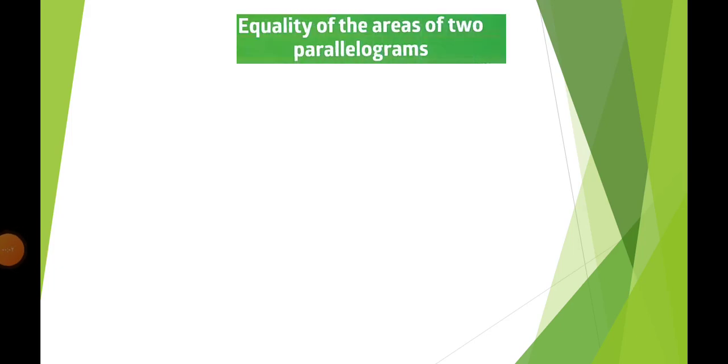Our lesson today, we are talking about the equality of the areas of the two parallelograms. We know the parallelogram is a quadrilateral which has its two opposite sides equal and parallel. The parallelogram is a quadrilateral, consisting of four sides. Its two opposite sides are equal and parallel. Today, we are talking about the equality of the areas of the two parallelograms.